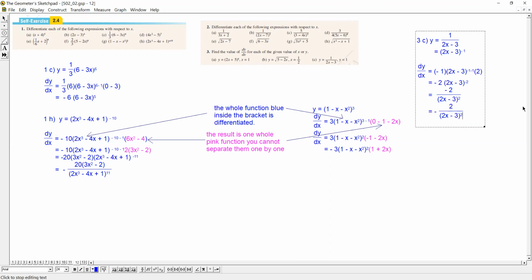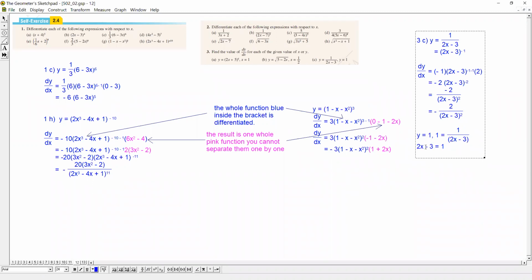Okay, so they want you to find the value of the derivative when y equals 1. So you can substitute y equals 1 and find out the value of x. y equals 1, then 1 equals 1 over 2x minus 3. So the next step, 2x minus 3 equals 1. The expression at the bottom here you bring over to the other side.